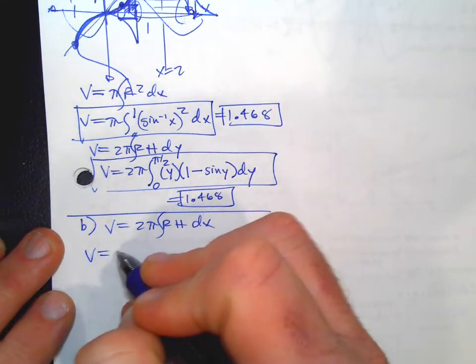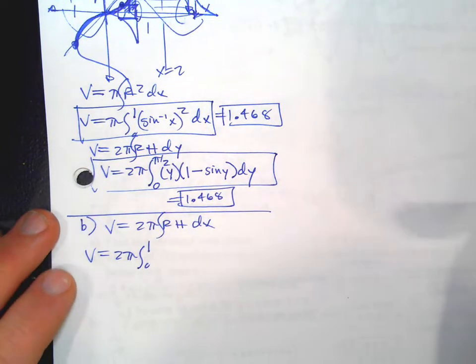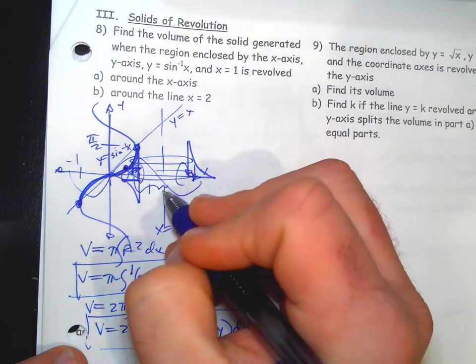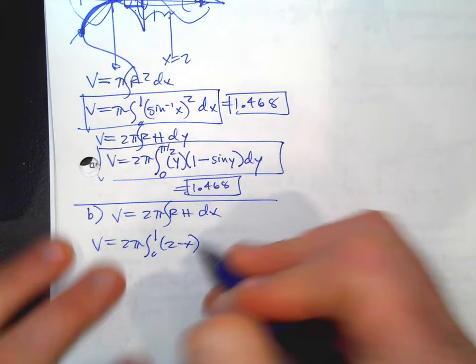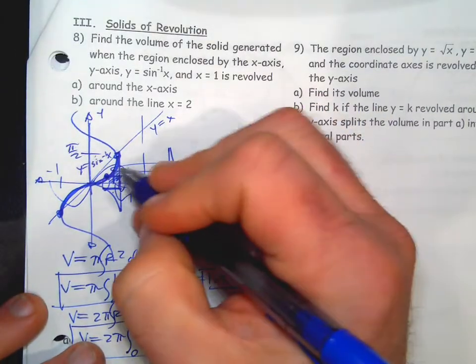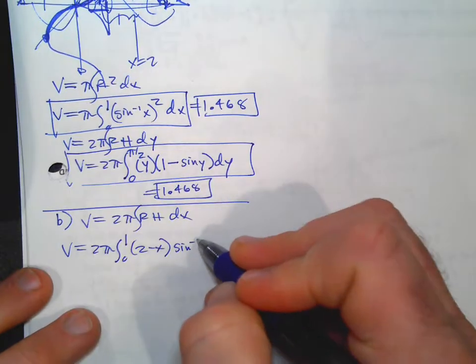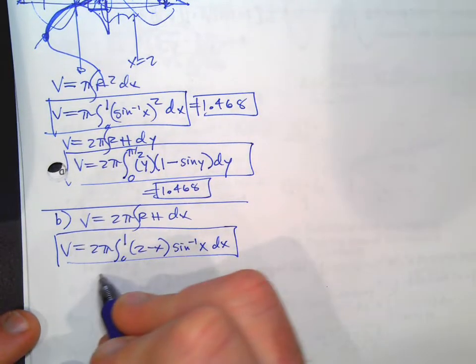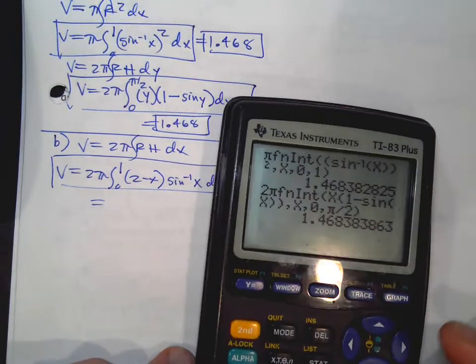If you want to do vertical slices, this time it would be shells. So for part B, with vertical slices, it's going to be 2 pi r h dx. And the limits are going to be 0 to 1 in the x direction. The radius is going to be 2 minus whatever x coordinate we're at, 2 minus x. And the height is going to be y top minus y bottom, that's inverse sine of x, dx. So that's your setup for shells on part B, vertical slices. Put that in our calculator. Wouldn't be able to solve that by hand.